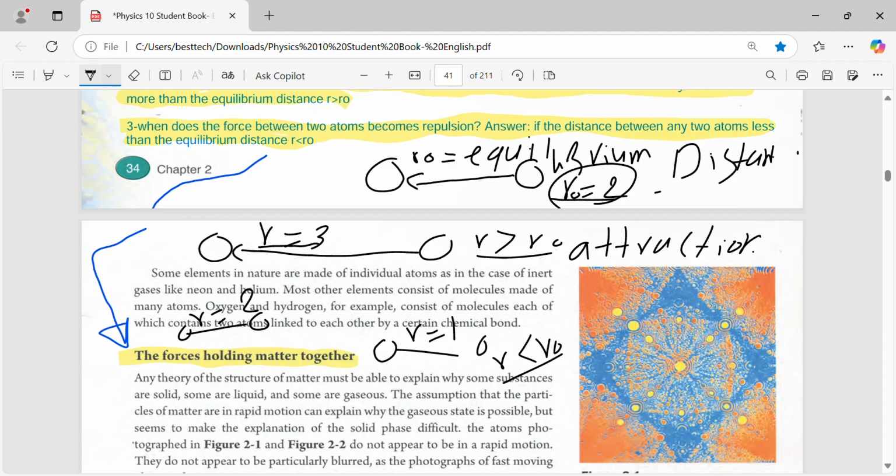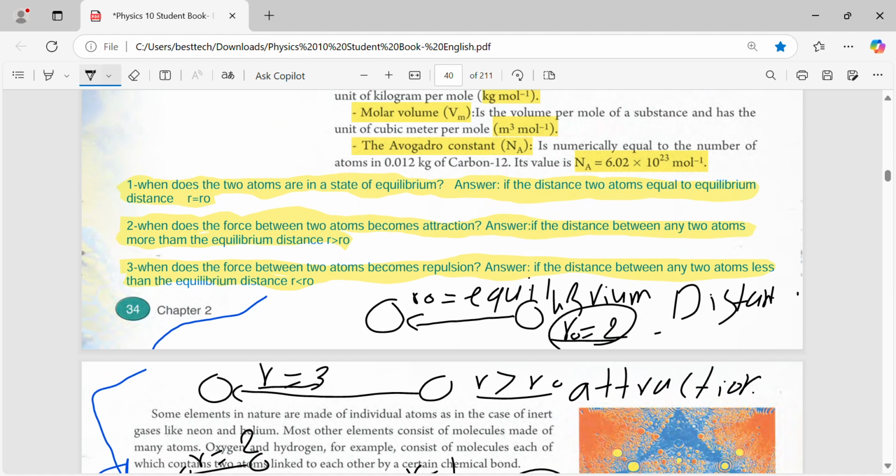Guys, in general, if the distance between the molecules, compared to the original one, is greater, the type of the force is attraction. If it has a smaller value compared to the original one, like in that case, it's repulsion. If it's equal, equilibrium state.